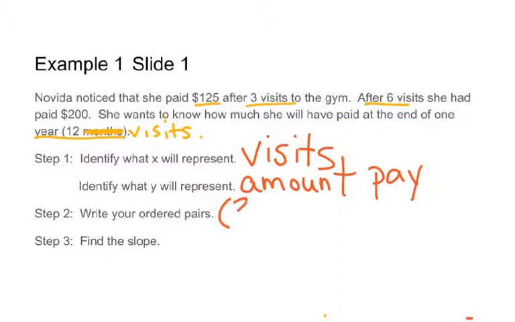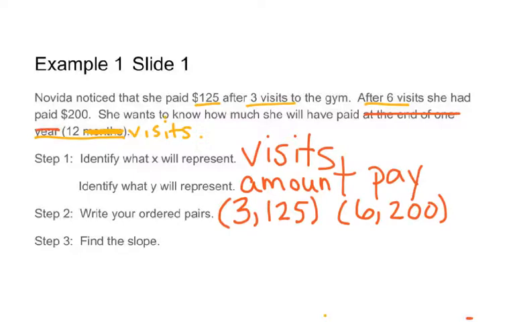So I'm going to write 2 ordered pairs. First of all, 3 visits, which is going to be my X value, is $125. 6 visits, though, is $200. And we want to know how much she would have paid at the end of 1 year, or for 12 visits. I'm going to mark this part out too. So how much she will have paid for 12 visits. So that's what we're looking for.